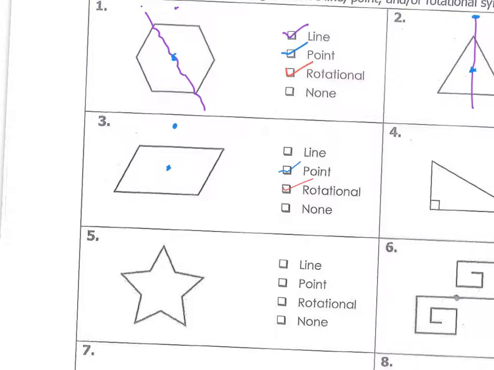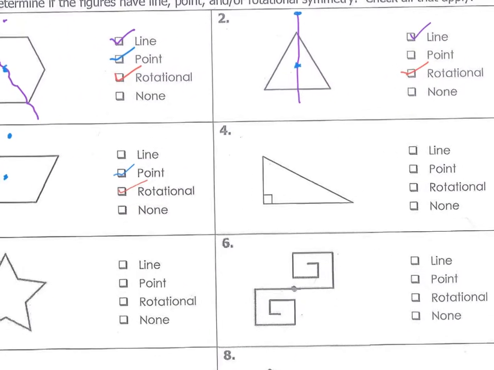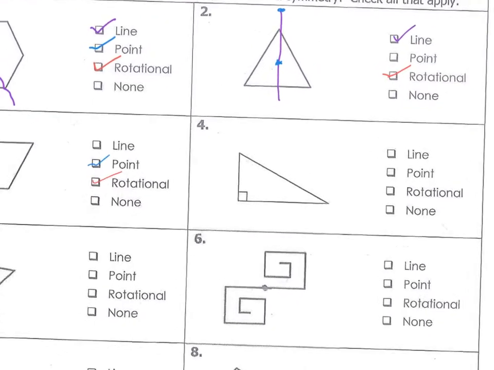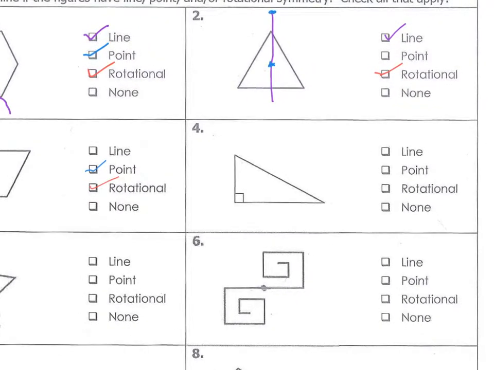All right, look at 4. Does this have line symmetry? Can I cut it anywhere? No, not that I can see, right? So no line symmetry. What about point symmetry? So let's put a point in the middle, and we're going to put a point straight up top, and we're going to rotate this 180 degrees.